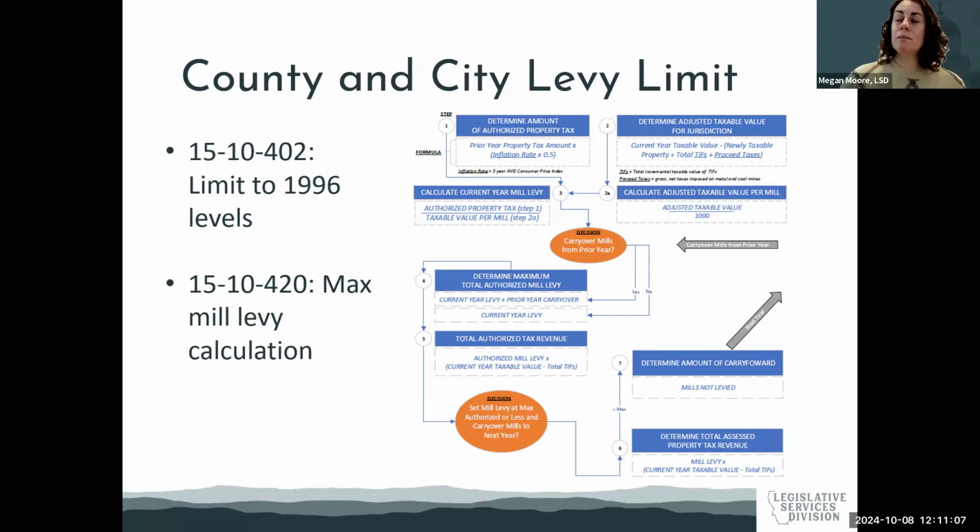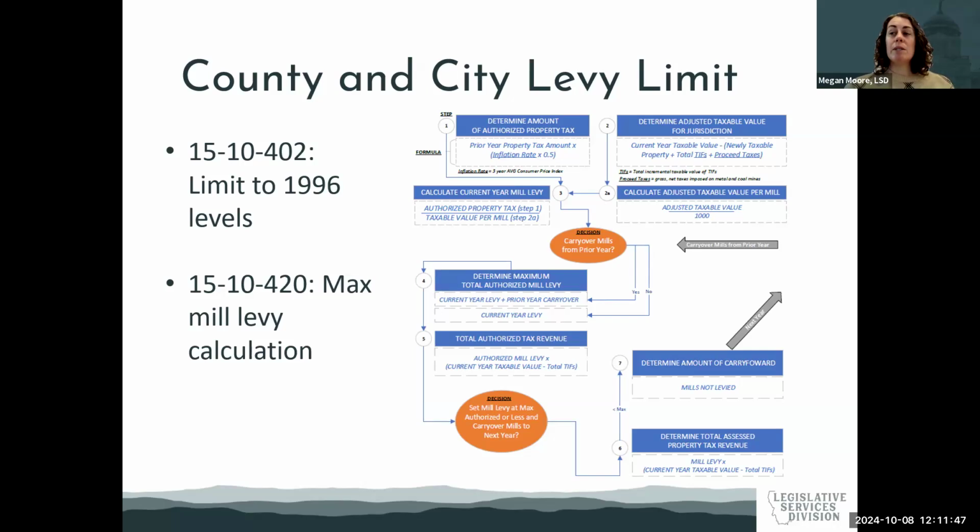Moving on to step 5, at this point, the local government will determine how much revenue they would actually raise from their maximum levy amount. To do that, they take the levy amount that they've determined in step 4 and multiply it by the current year taxable value minus the total incremental value of TIFs. The reason, again, that TIF revenue has to come out is because it's not available to the local jurisdiction. However, you'll note in this calculation, we are not removing newly taxable property or the net and gross proceeds taxes.